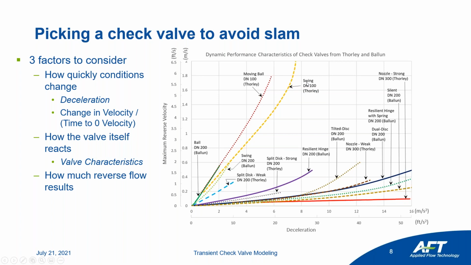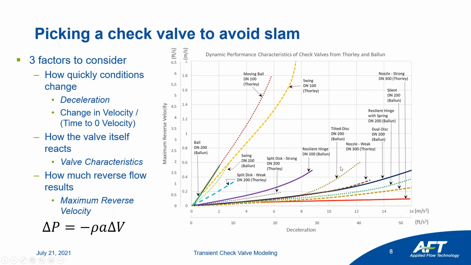So again, if we're comparing a swing check valve in construction to a nozzle check valve, because those are constructed completely differently, they're going to react completely differently to the same amount of deceleration. So the higher you go, the more max reverse velocity you see. For a particular deceleration, the more slam you're going to see. Again, reverse velocity is the enemy of check valve slam, and the lower reverse velocity we can have, the better. That brings us to our third factor, how much reverse flow results. That's our maximum reverse velocity. Again, that's important to consider based on this Joukowsky equation. So the more velocity we see here, the more pressure that we're going to see once we have to bring that flow to a stop.